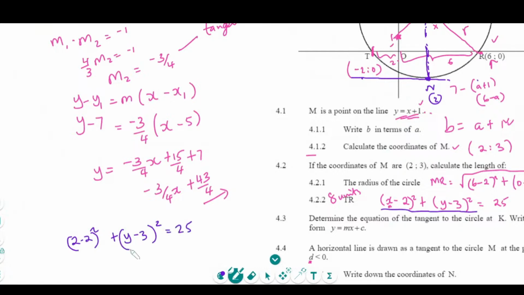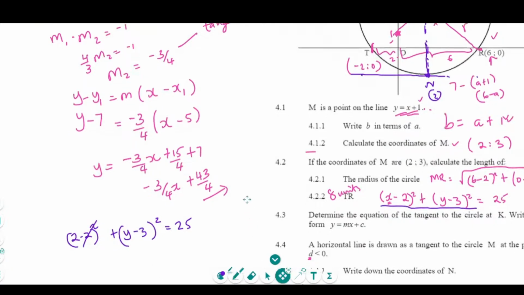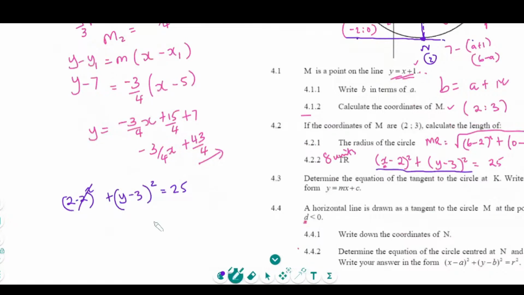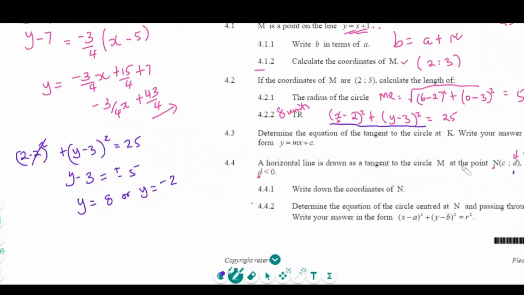So that dies out. And then I can find the square root. I don't want to open it up into a quadratic, it might take forever. Taking the square root on either side, I'll have y minus 3 is equal to plus minus 5. Then I'll move the 3 to that side. So I can have my first y as 8, or my other y as -2. But since they told us that D is less than 0, the -2 one is the best coordinate for that N. So coordinates of N will be 2 and -2.